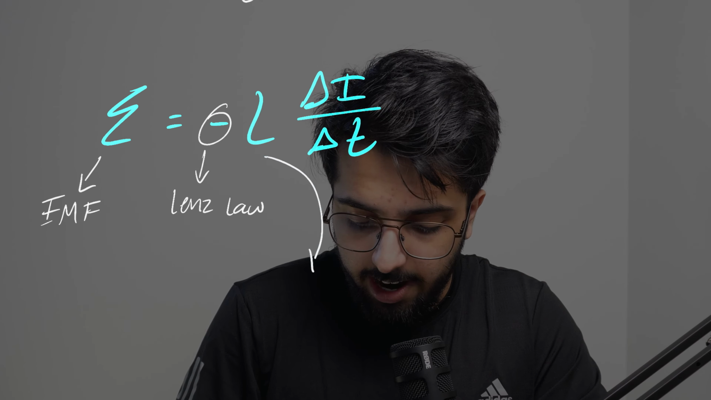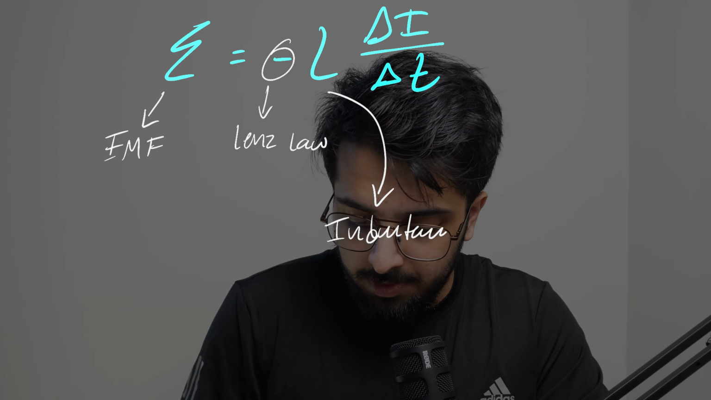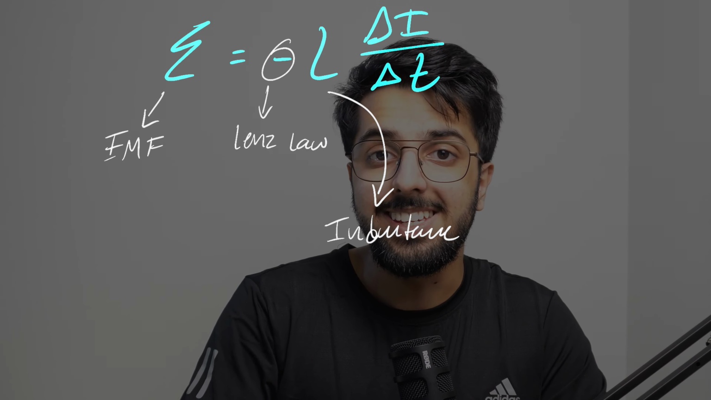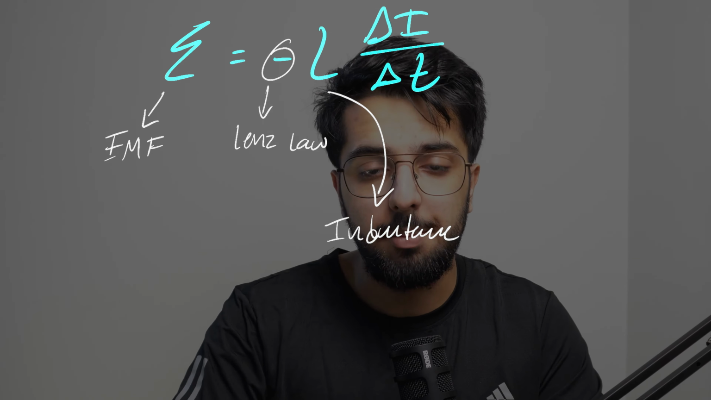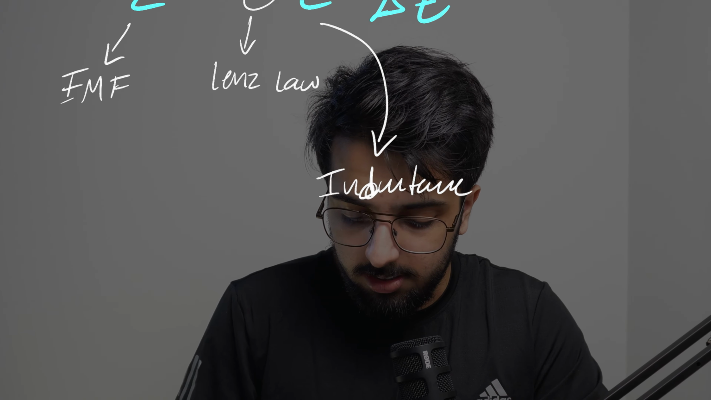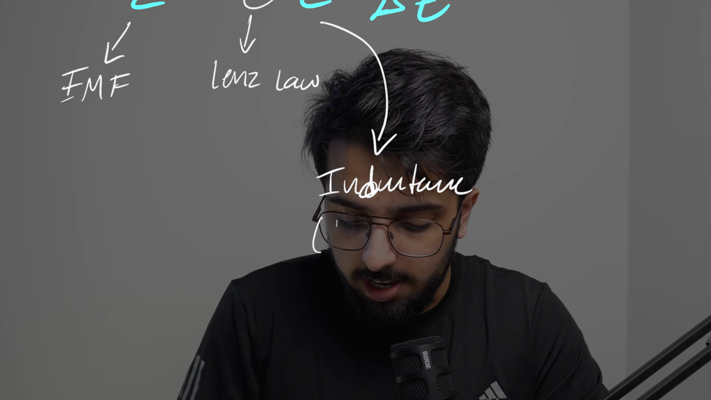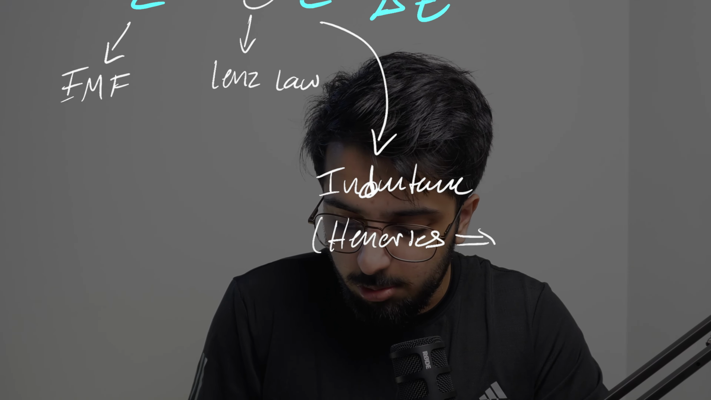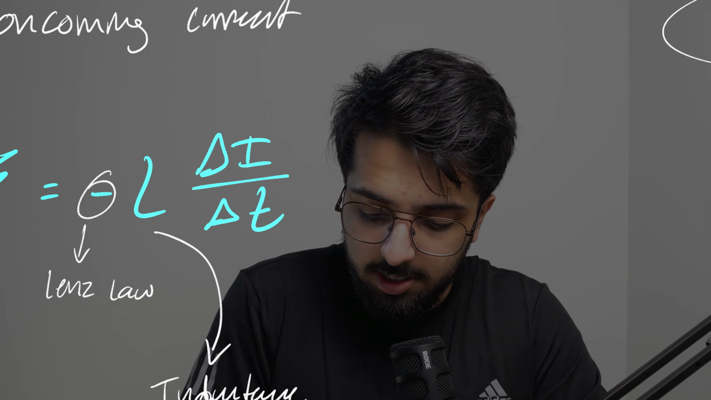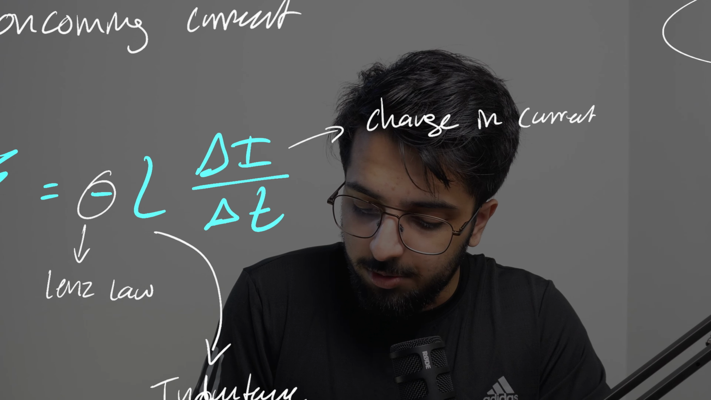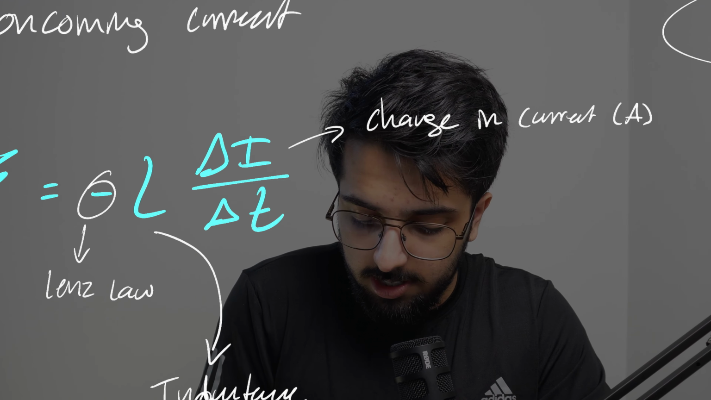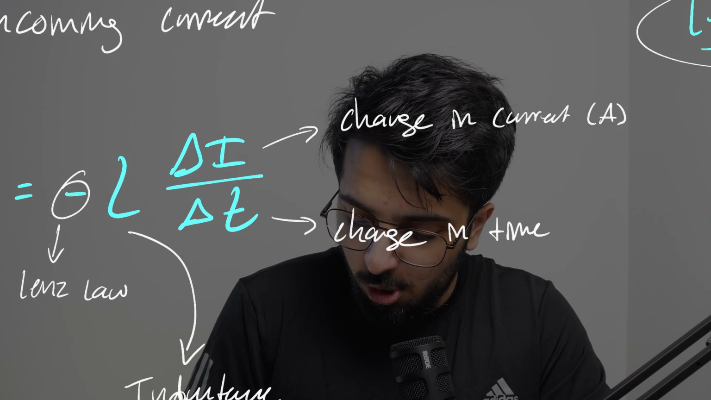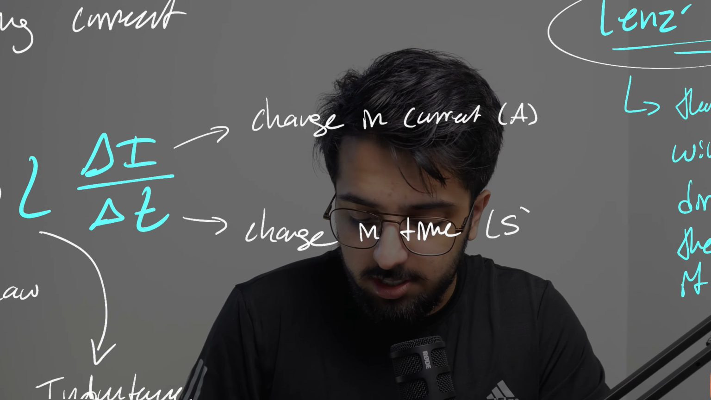This right here is our inductance, which tells us how good the inductor is at producing that back EMF. The inductance is measured in what's called henries, which has a symbol of H. And this is the change in current, which has a unit of amps, and this is the change in time, which has a unit of seconds.